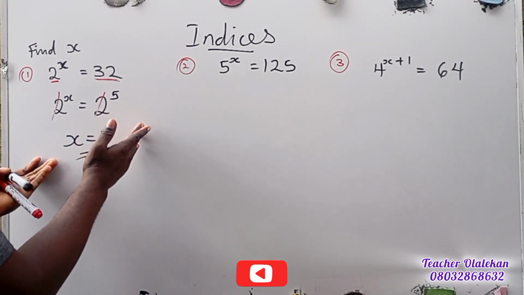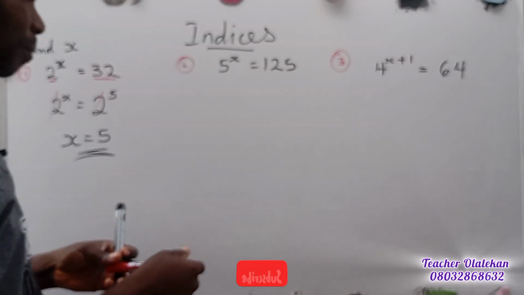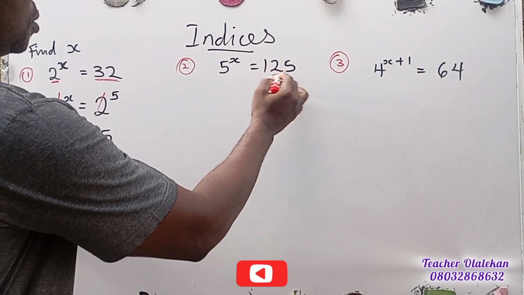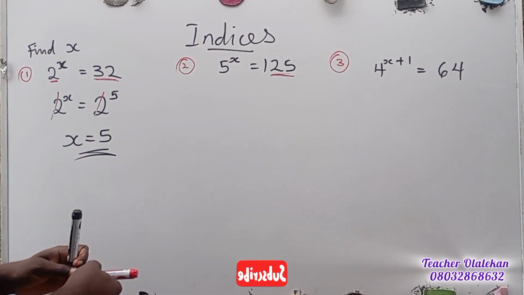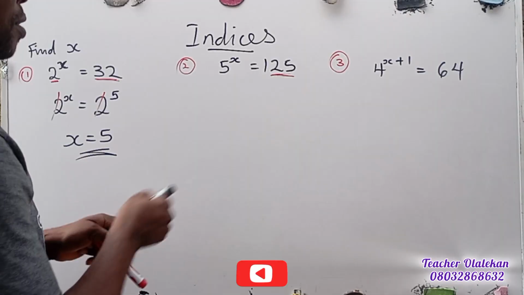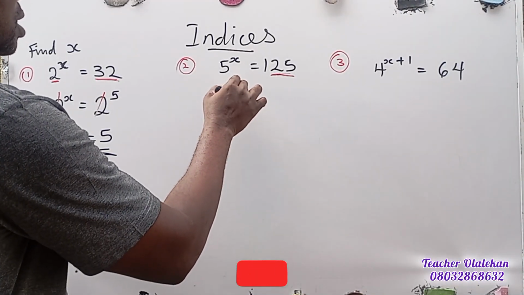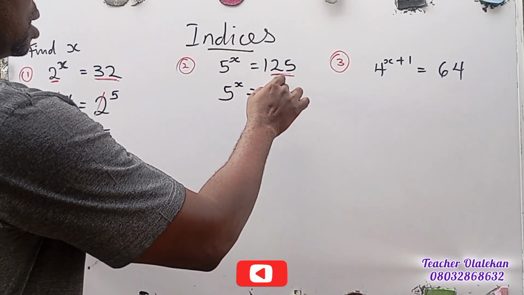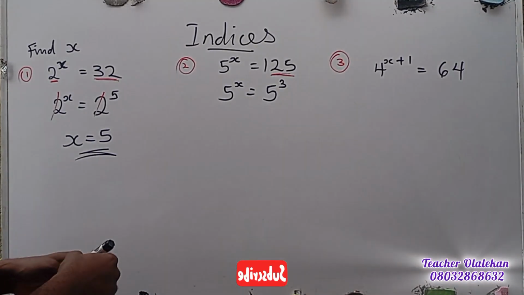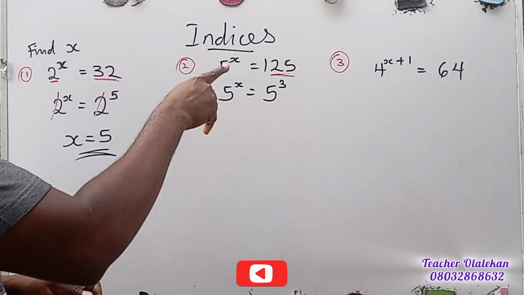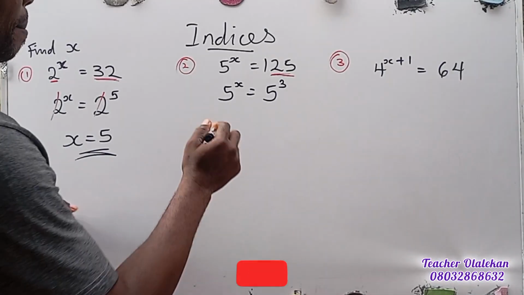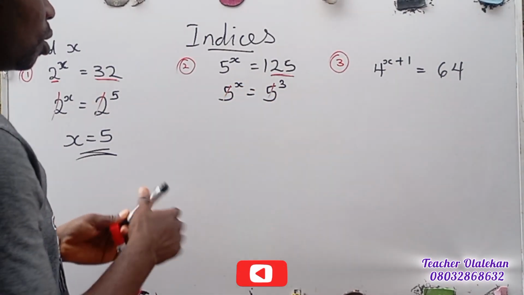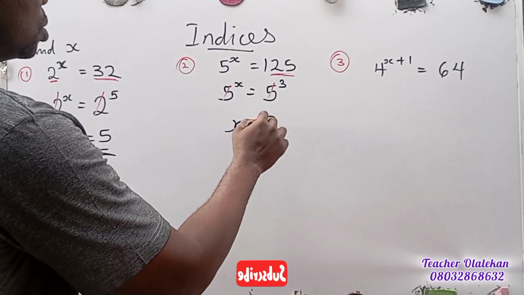So the same thing we did here, we're going to do the same thing here. So we make this base to be power of 5. You can see, since our base here is 5, that means we have 5 exponent x is equal to 5 exponent 3. So that should be 5 times 5 times 5. So at this stage you eliminate the 5s, then your x is equal to 3.